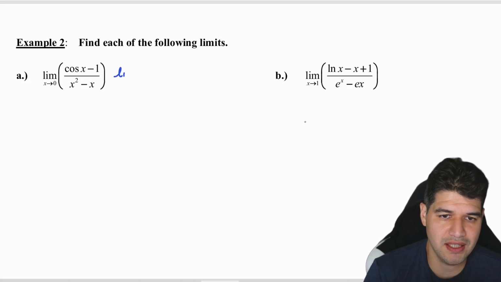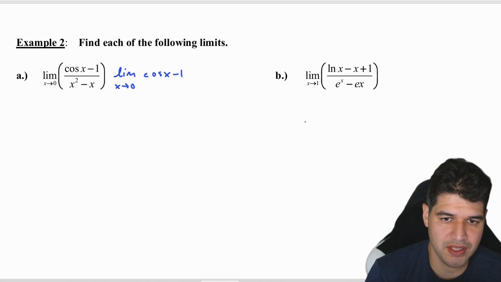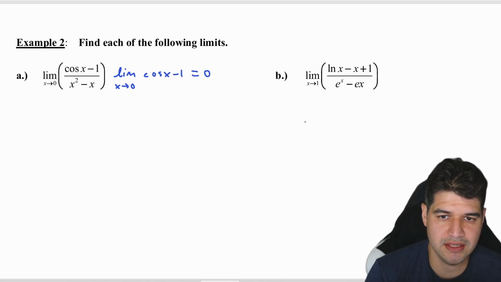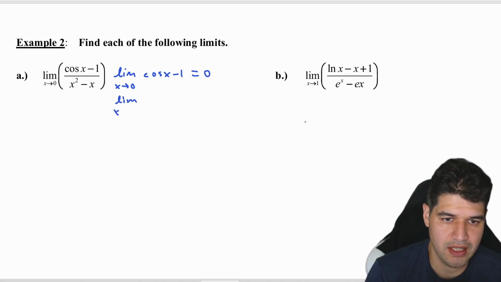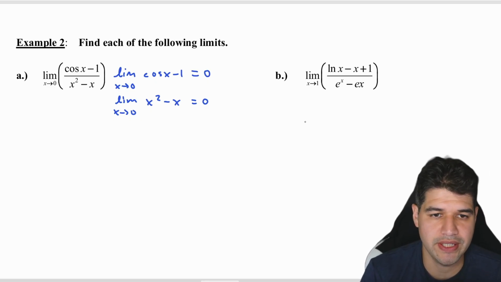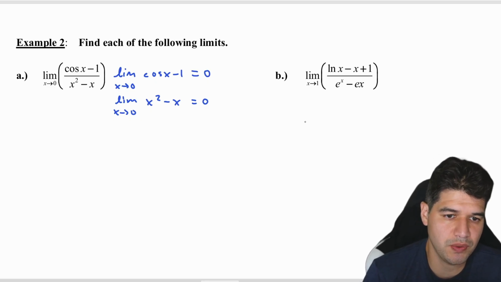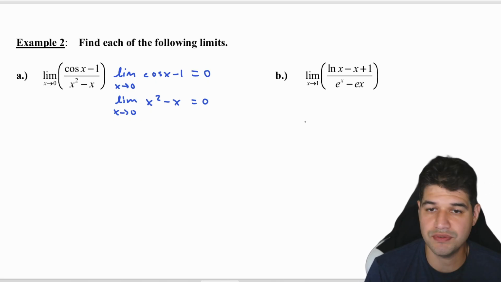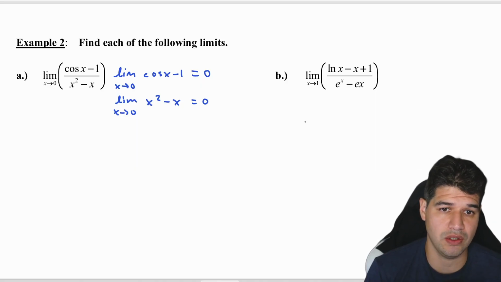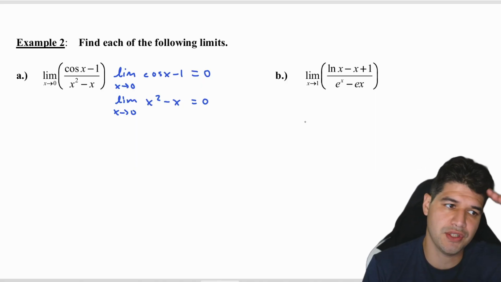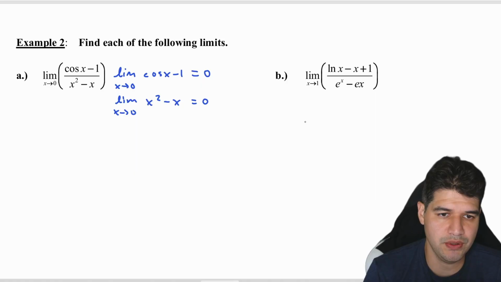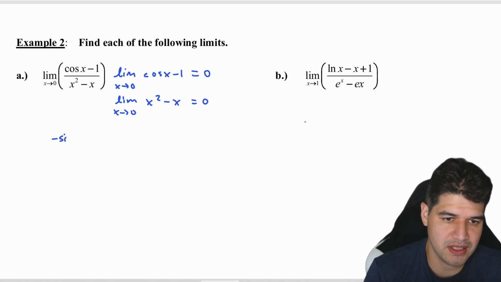And so we have the limit as x approaches 0 of cosine of x minus 1. If I plug that in, I get 0. And in my denominator, the limit as x approaches 0 of x squared minus x also equals 0. So I can apply L'Hopital's rule. Let's apply our rules of derivatives and find the derivatives of the numerator and the denominator. That is going to be negative sine x over 2x minus 1.